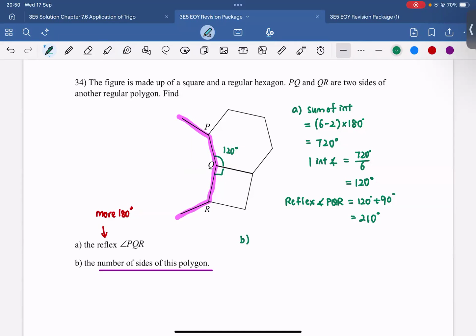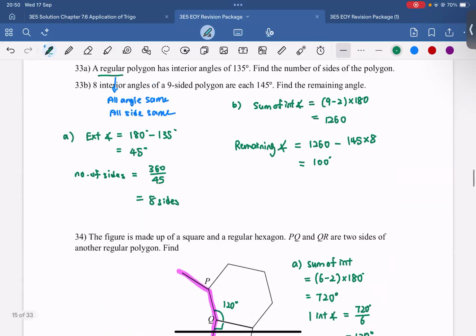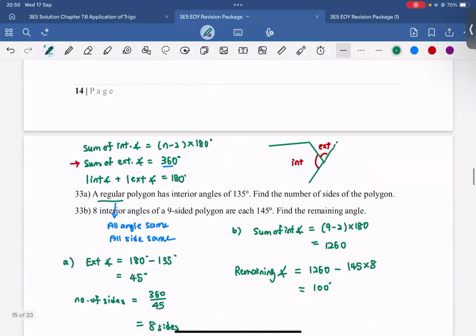4, because that side got 4 sides, right? Okay, so you must remember to find the number of sides, which one do we go back to? We go back to our exterior angle. We go back to this. Okay, we go back to the exterior angle.